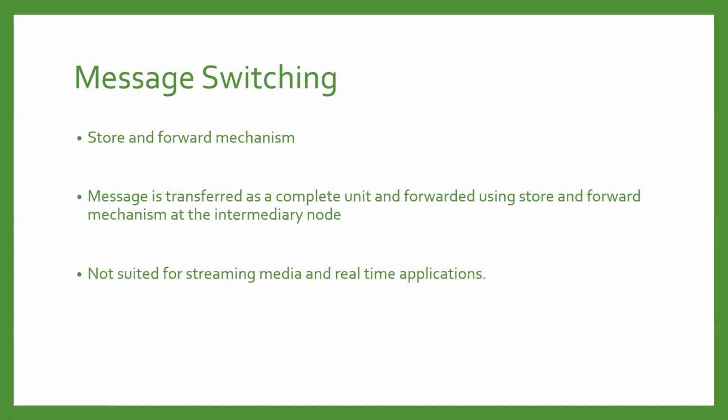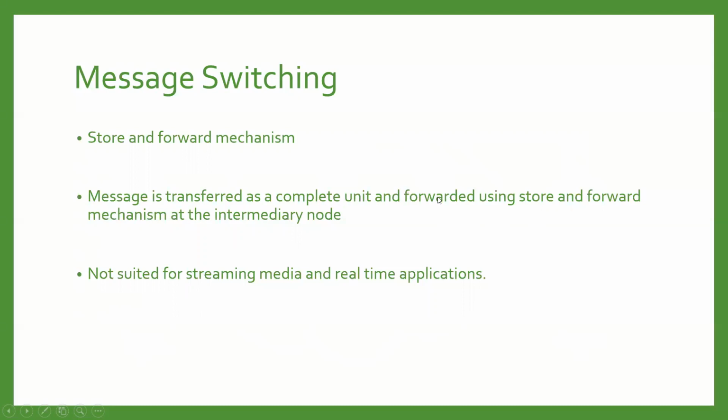What it is saying is the message is transferred as a complete unit. For example, suppose sender A wants to transmit the data to B. If that message is too large, then that message will be divided into different partitions. Every single partition of that message will be transferred to the next intermediate node, and one by one that entire unit will be transmitted.